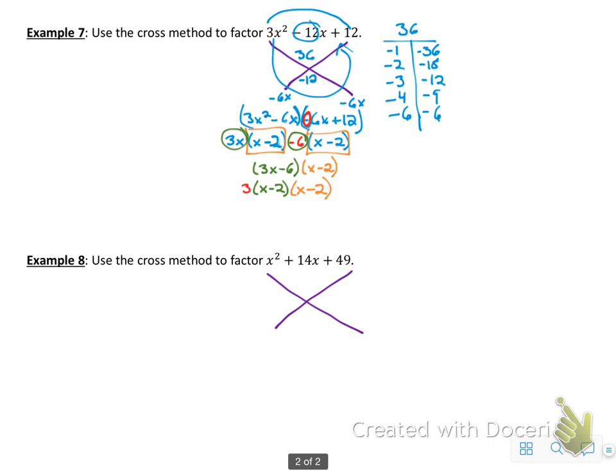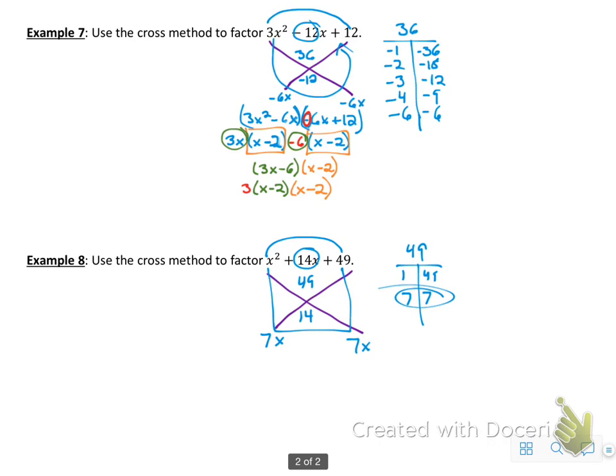Alright, last example. Here we go. Almost done. We have 49 times x, 1x. So 49 times 1, well that's just 49. We take this term and we put it here. Factors of 49 that add to 14. Well, there aren't very many factors of 49. There's 1 and 49. And there's 7 and 7. And 7 and 7 make 14. So we have 7x and 7x.